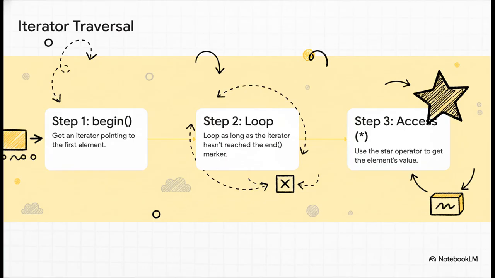And using them to just loop through your vector is actually a pretty straightforward three-step dance. First, you grab an iterator that points to the very first element using the begin function. Then you just loop as long as that iterator hasn't reached the special end marker. And inside your loop, you use the little star operator, the asterisk, to get the actual value that the iterator is currently pointing to. That's it.